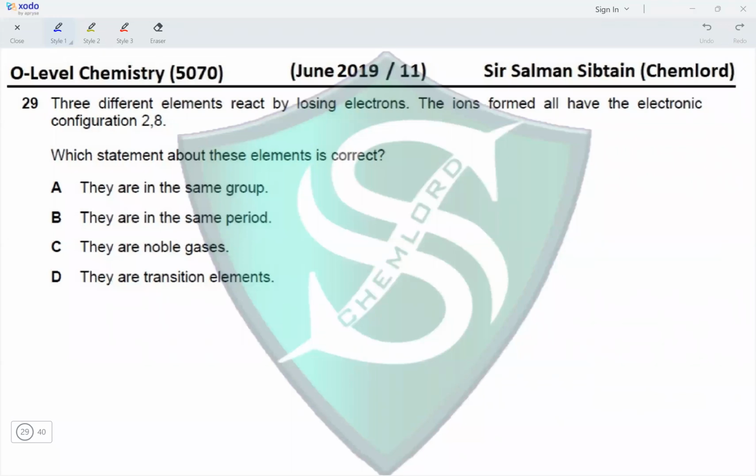Question 29. Three different elements react by losing electrons. The ions formed all have the electronic configuration 2,8, which means there are 8 electrons in the second shell. So the electrons were lost from the third shell, meaning they belong to period 3. Which statement about these elements is correct? They are in the same group? No. They are in the same period? Yes, period 3. They are noble gases? No, then they would not be reacting. They are transition elements? No. So this makes option B the correct option for this question.